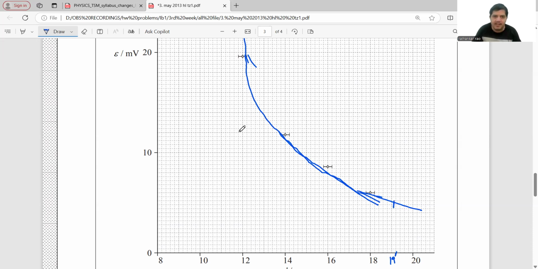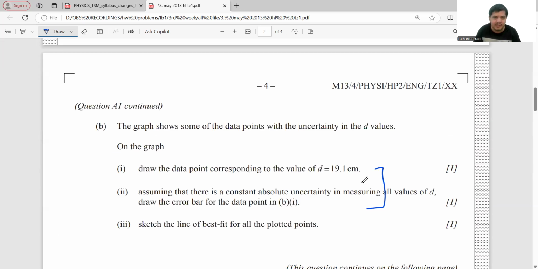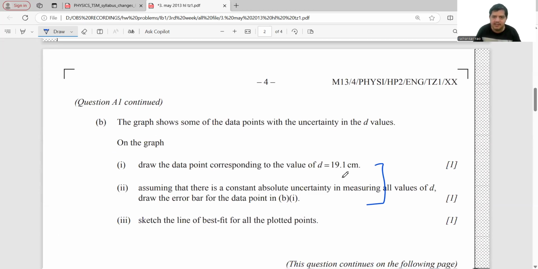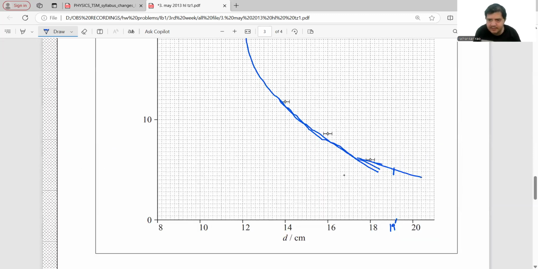Now what is asked here? He has asked you to draw the data point corresponding to d equal to 19.1 and put the uncertainty also. 19.1 is here. Uncertainty will be horizontal uncertainty. And see here what has happened. They have taken 1 unit square, so with respect to this, you will also have 1 unit square here, 1 unit square here, and you put it like this over here. Now everything has been done.